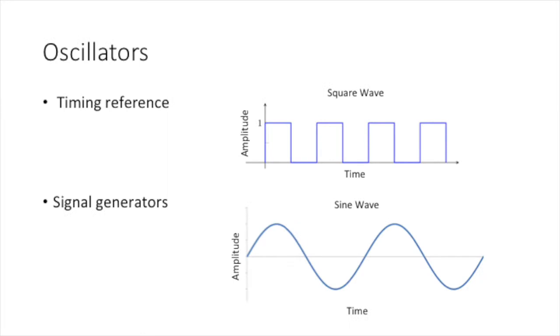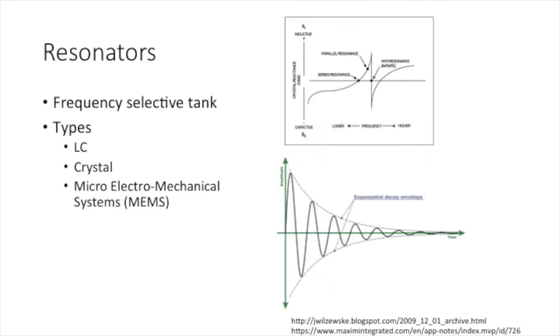We use oscillators in a wide variety of applications, but these can be summarized into two main branches: timing references for clocking in digital systems, and signal generators for communication systems, mixers, and VCOs. Before going into oscillators, we need to understand what resonators are. A resonator is a device that naturally oscillates at a given frequency.